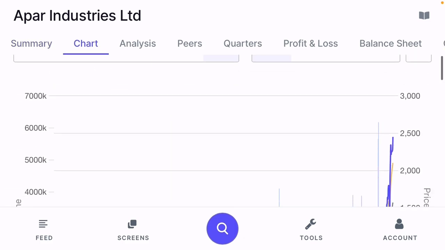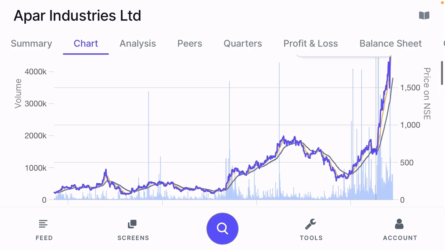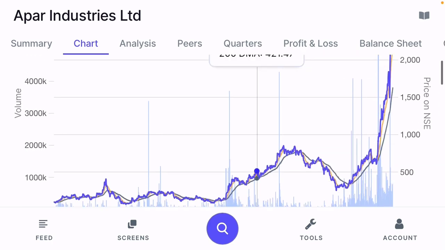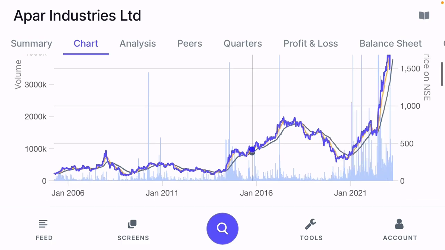You can see the long-term chart of the company, how the price is moving in a very, very high range. Please check with your fundamental advisor before taking a further position in this company. You can see how the price is moving in a very, very upward direction.